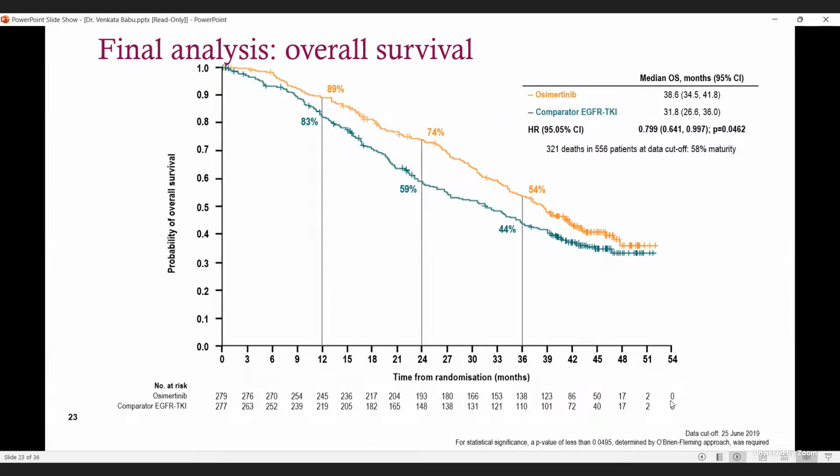So for final overall survival, we can see here the HR is nearly 0.8, which means 20% of patients are prevented from death when we use osimertinib upfront compared to the first generation TKI. And the difference in the overall median OS is nearly 9 months, which is almost equal to the PFS of the first generation TKI. Next slide, please.